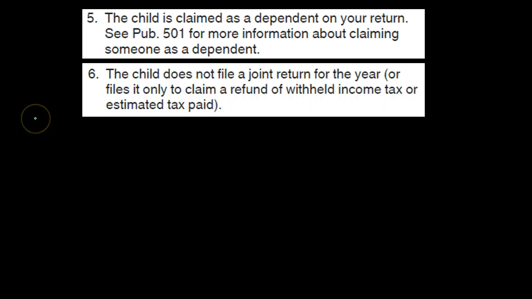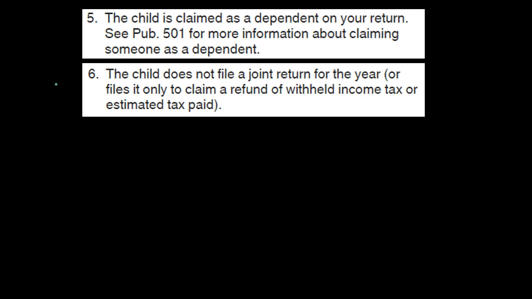Number 6 requirement, back to the text. The child does not file a joint return for the year, or files it only to claim a refund of withheld income tax or estimated tax paid. So in other words, the general rule here is, of course, that they don't file a joint return.